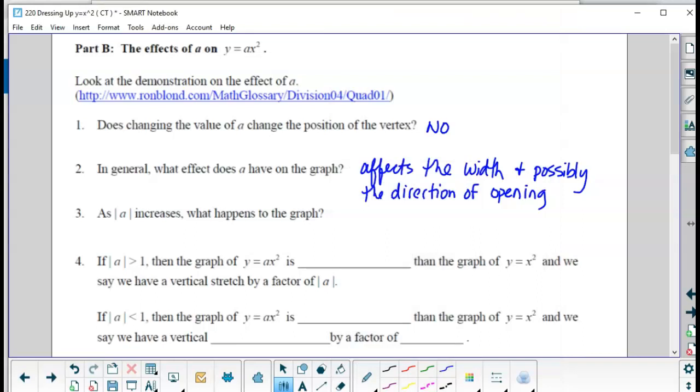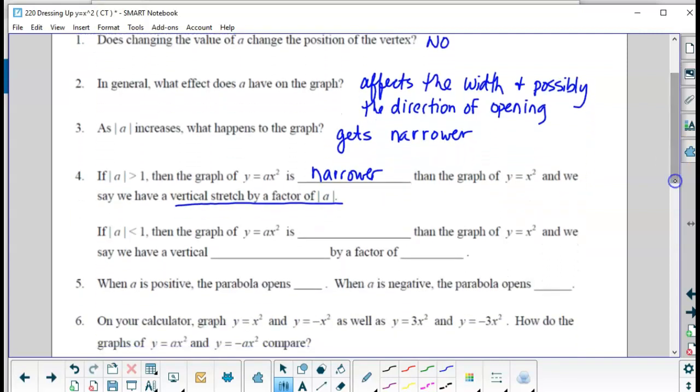So as the absolute value of a increases, so that means if a was negative, make it positive. So looking at just the value without the negative sign, what happens to the graph? So that when I changed the a value to a 2 from a 1, it got skinnier. So we say it gets skinnier or narrower. So if the absolute value of a is greater than 1, then the new graph is narrower than the original. And we say we have a vertical stretch by a factor of whatever the absolute value of a is. So we never include a negative in this.